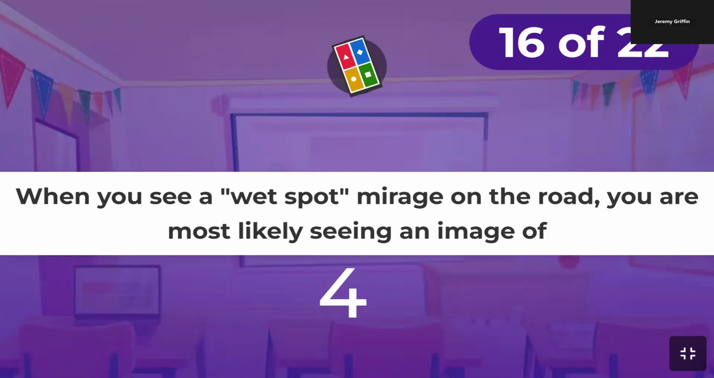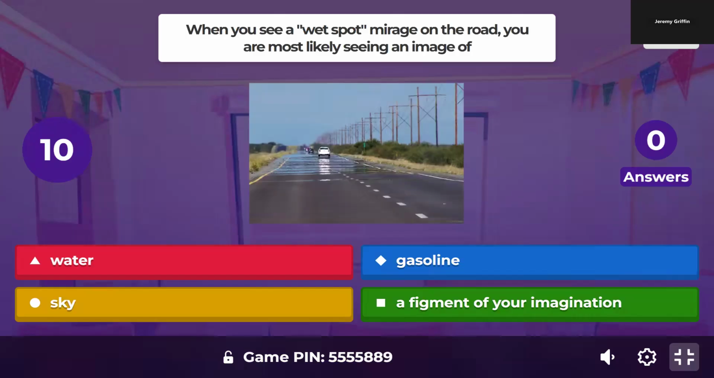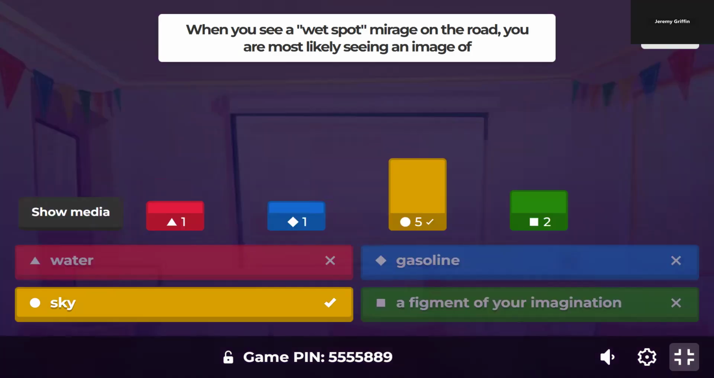When you see a wet spot mirage on the road, you're most likely seeing an image of. You guys seen that? Maybe if it's a really hot day outside. Looks like water, but you drive up to it, it's not really water. Okay. Yeah, so the idea is it's actually a really similar explanation to the way it was just shown with the camping and the tents and the sound waves being refracted. Right. So now we're back to light.